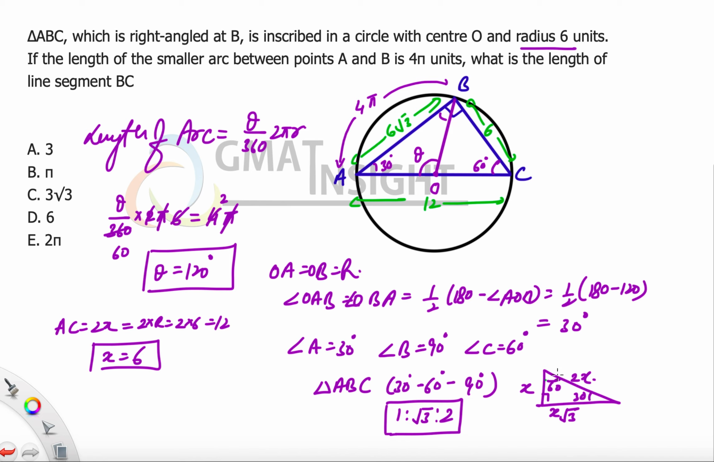Applying the ratio of the sides in the 30, 60, 90 triangle, what is the length of segment BC? We already have our answer, that is equal to 6, which is option D.